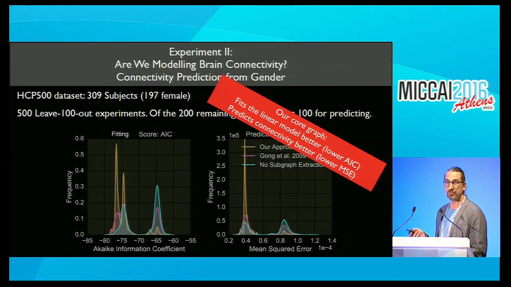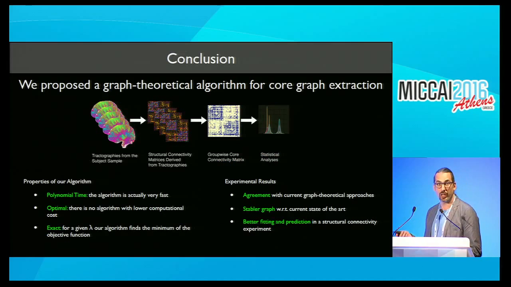So summarizing, we presented a new algorithm to extract the core network in the brain. Our algorithm is different from the one that's currently used in most cognitive studies, in that it's based on graph theory. We proved, in terms of graph theory and algorithmics, that our algorithm runs in polynomial time. It's optimal, which means you cannot go faster than this one. And it's exact, which means if you agree with our model, we find the right solution.